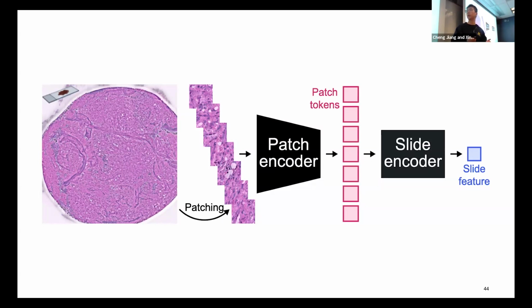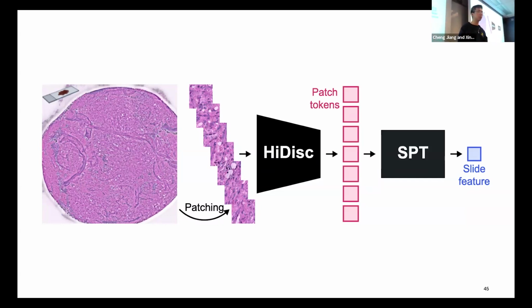After that, we throw them into a patch encoder. The patch encoder can be trained in a self-supervised way. We can use either the conventional SSL, or we can also use HiDisc to leverage these hierarchical discriminations. After we get very high quality patch encoders, or if we don't, we can use a slide encoder to aggregate these patch tokens into a single slide feature. And here we propose HiDisc and SPT to fill in these two rows here.